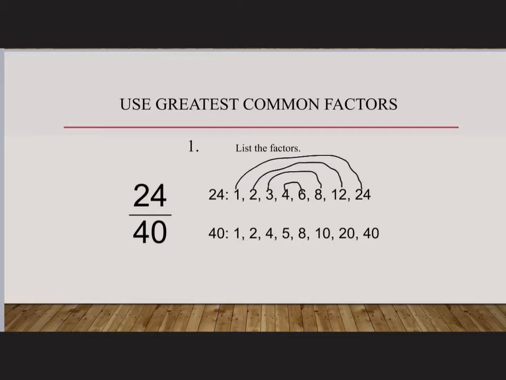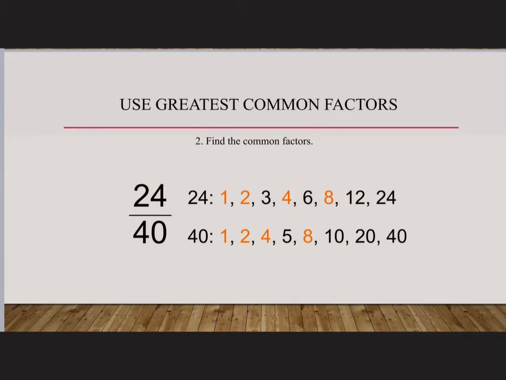And for 40, I have 1 times 40. I have 2 times 20. I have 4 times 10. And then I also have 5 times 8. So now I have all of the factors listed for both of the numbers in my fraction, 24/40ths.